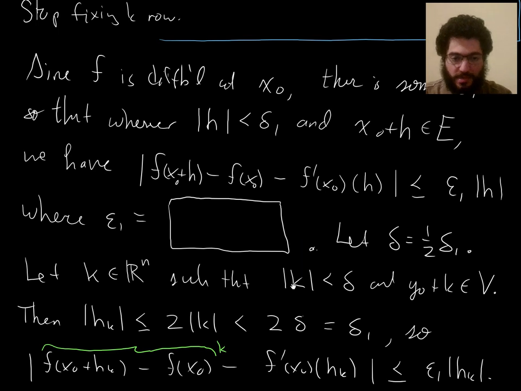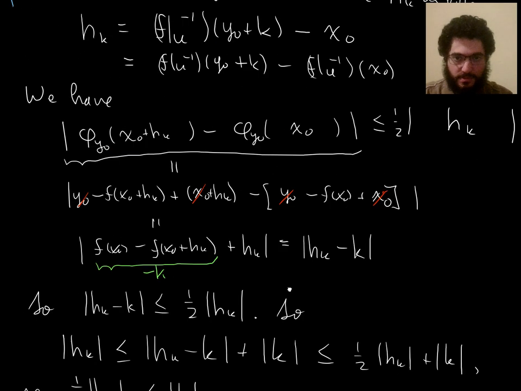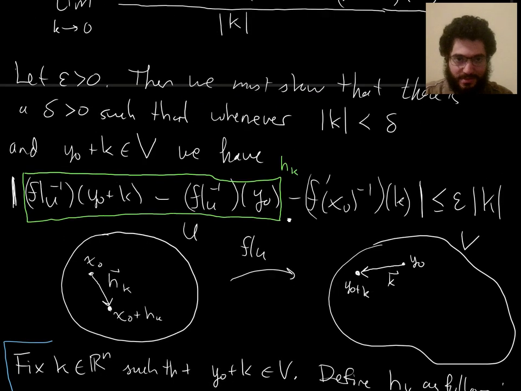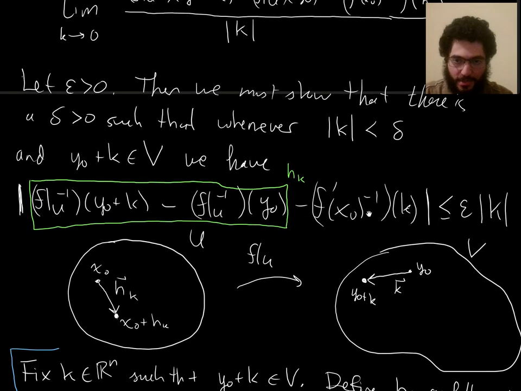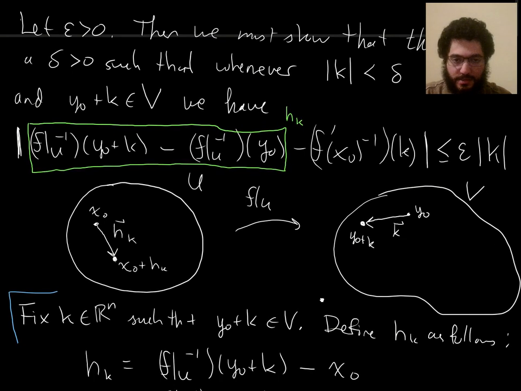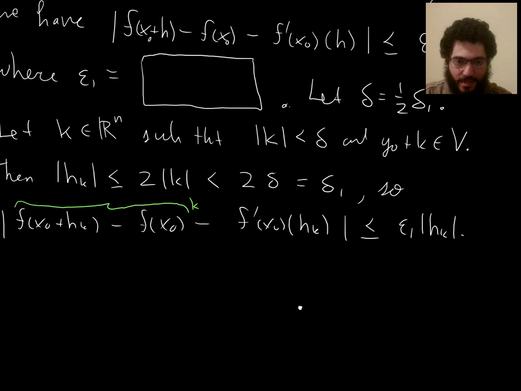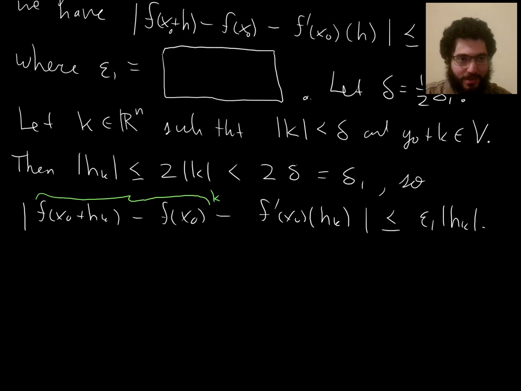And let me write down also what we want to show. So from back here, what we need to show is this inequality here, right? And it involves hk. So we're trying to show that the distance between hk and this thing is less than or equal to epsilon times the norm of k. So let me go write that down so I have it to stare at while looking at this.